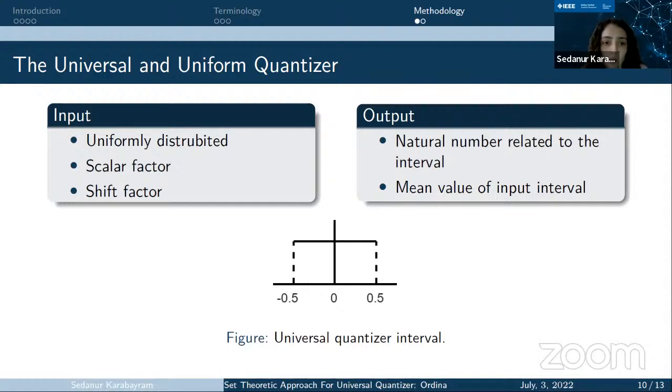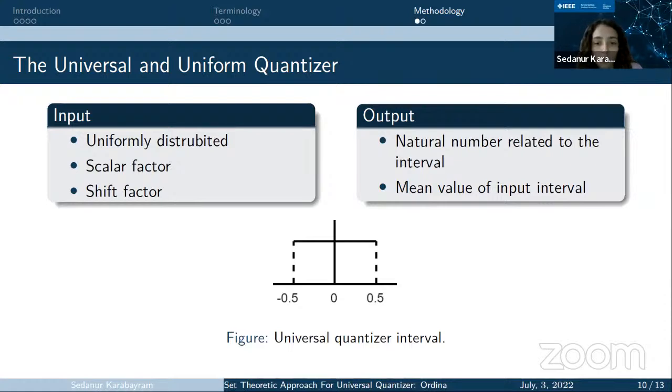So this universal and uniform quantizer is uniformly distributed, so every number in the interval has the same probability. We need to define a scalar and a shift factor for this conversion. The scalar factor is calculated by the difference between the desired interval's upper and lower bounds. Then the shift factor is the mean value of the desired interval. The mean value is just the sum of the upper and lower bounds divided by 2. That's because this interval is uniformly distributed.